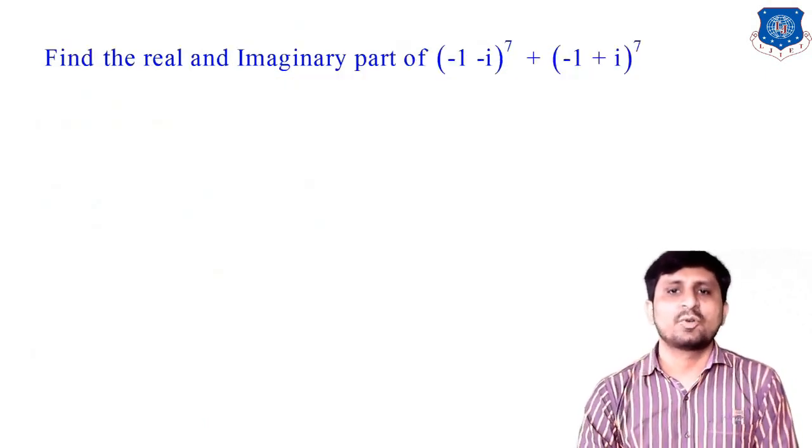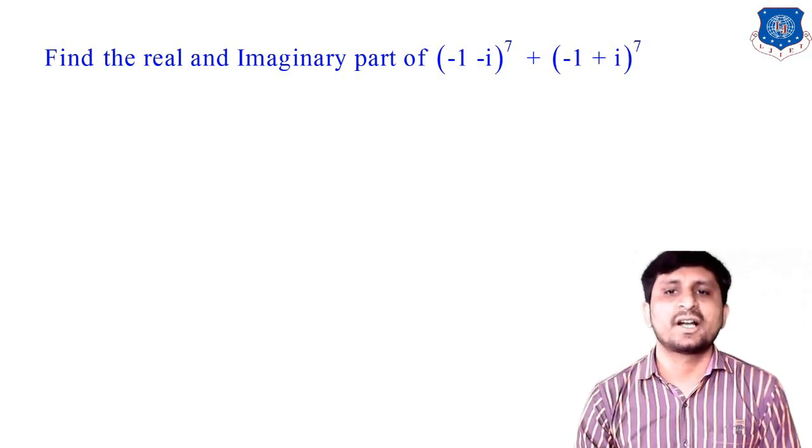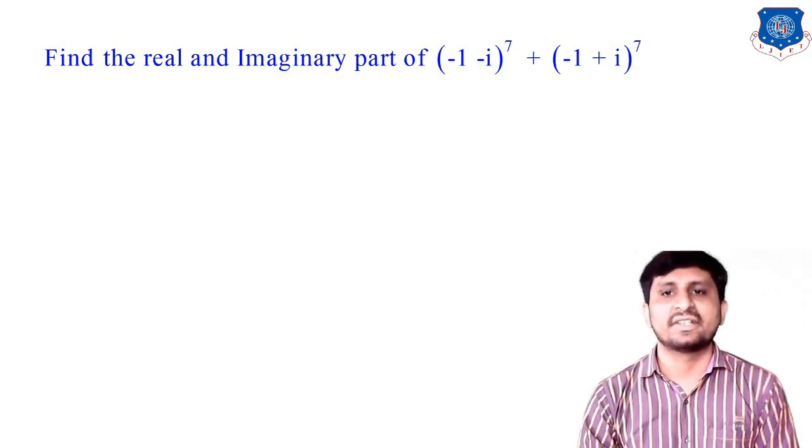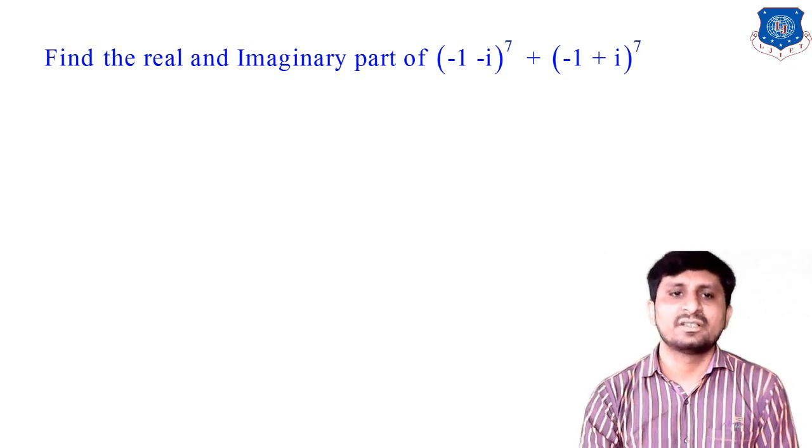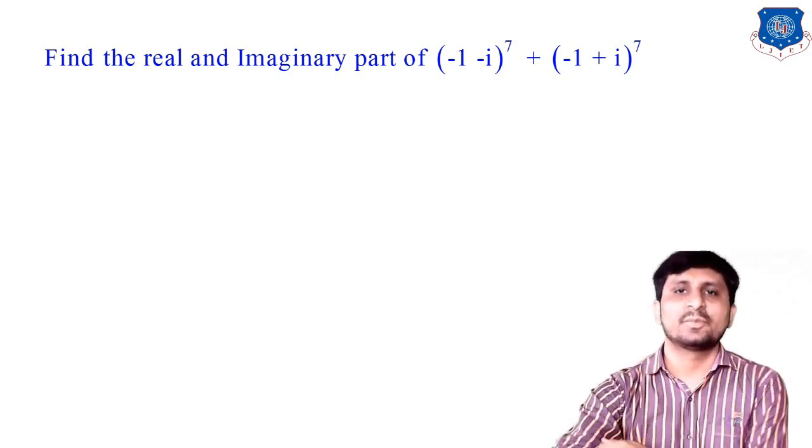Let's solve some examples. Find the real and imaginary part of minus 1 minus i raised to 7 plus minus 1 plus i raised to 7. A very important example. This example has been asked many times in the GTU examination. So let's see how we can solve it.